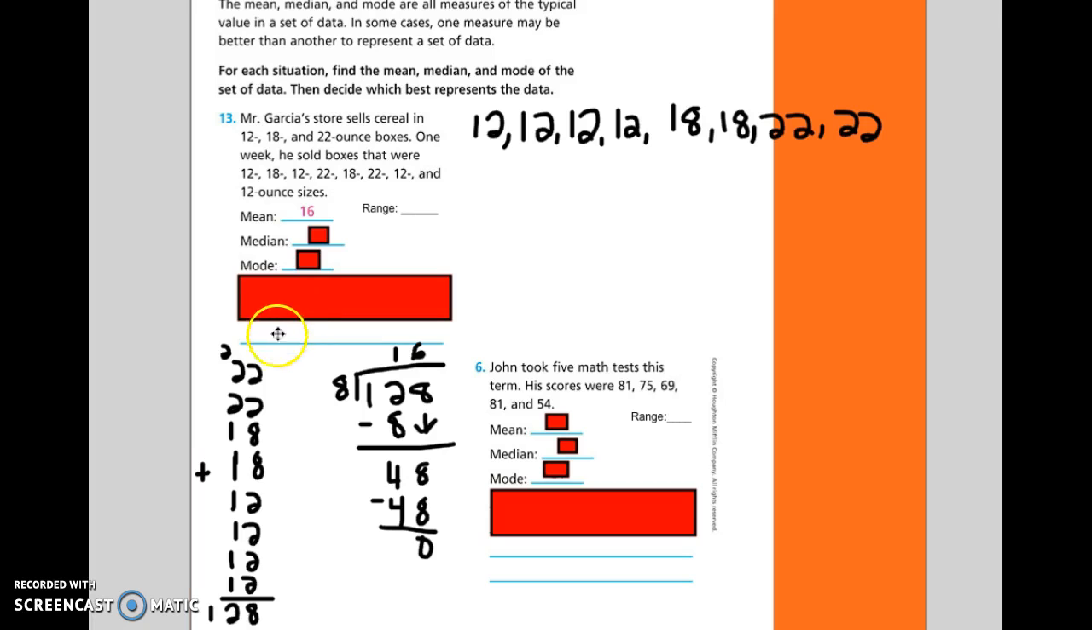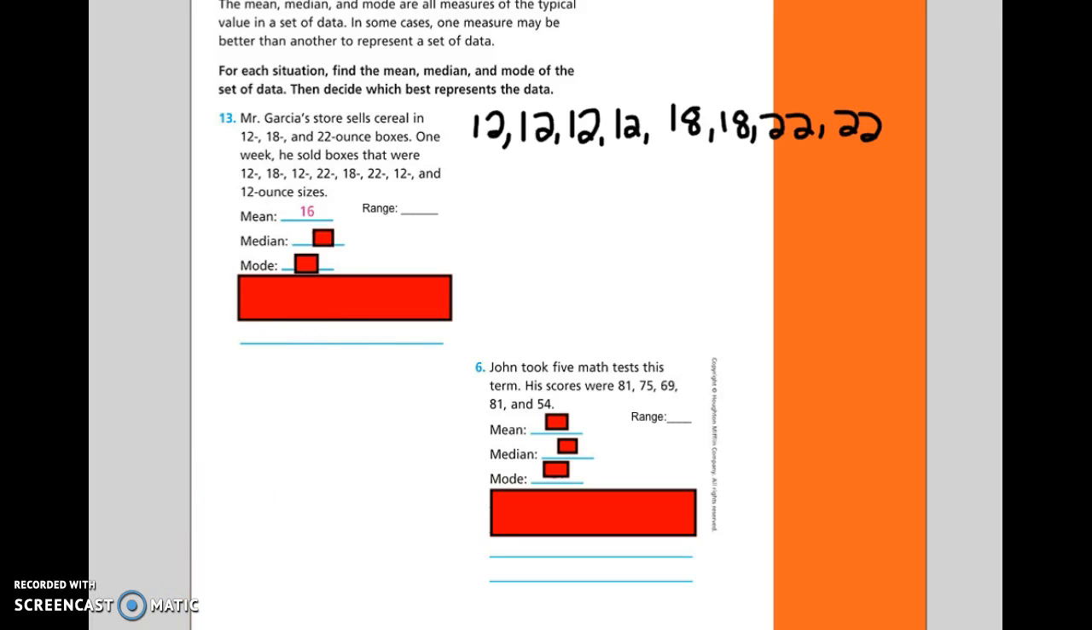Next, I'm going to work on the median. All right, for median, remember I want to find the numbers in the middle. So I want to cross these off so I can remember which ones I've counted. I'm going to go over until I figure out what number or numbers is in the middle. And in this case, I have 2 numbers in the middle. I have 12 and 18. So when I have 2, I have to find the mean of those 2 numbers.